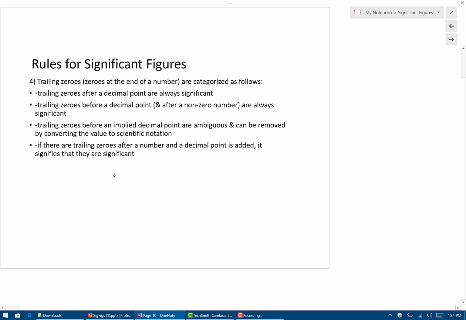So if we have that number 2100 and we put a decimal point right there, then we are going to say, okay, those zeros are significant. So that would be 4 sig figs. But if there was no decimal point, then it would be 2 sig figs.